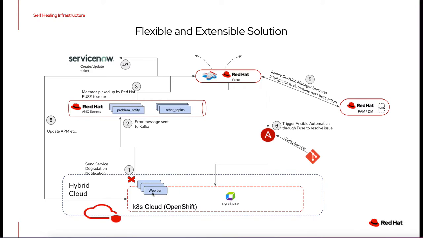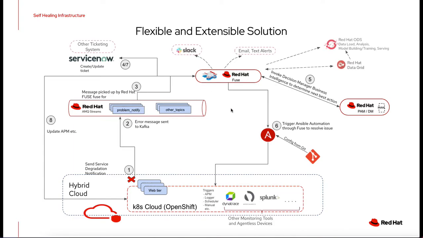That notification gets picked up by Red Hat Fuse. Fuse can integrate with a lot of third-party applications, in this case ServiceNow. It can also integrate with Slack, text, and send an email or a text message, and can also integrate with OpenShift Data Science. In this scenario, it integrates with Red Hat Decision Manager, which comes back with the best corrective action to fix the problem at hand.